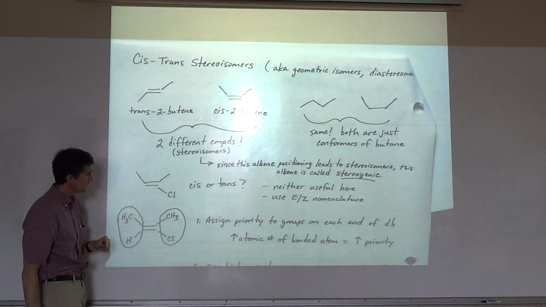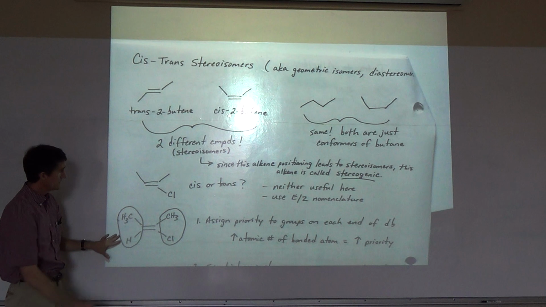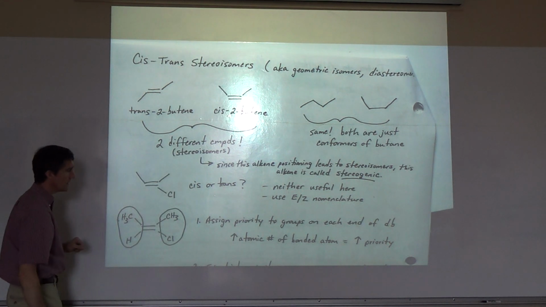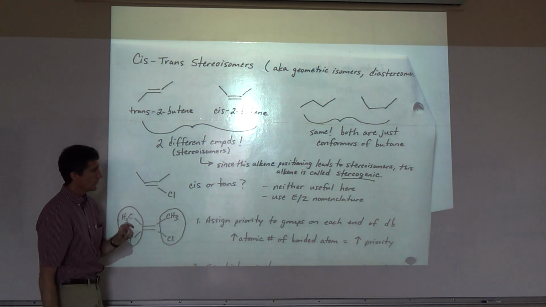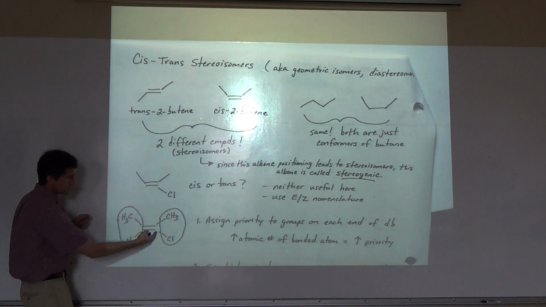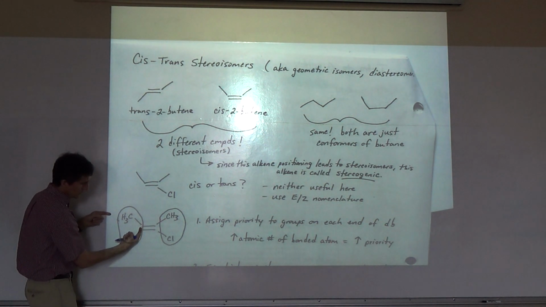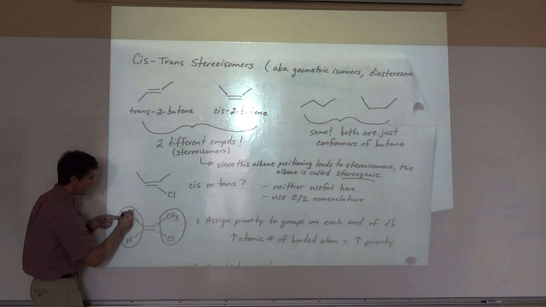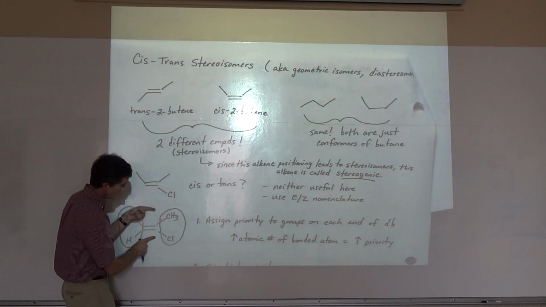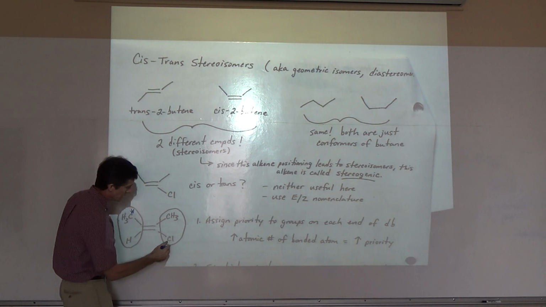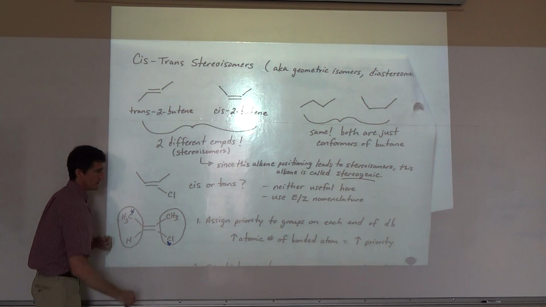Okay, let's see if we can do the EZ nomenclature. Let's do this example here. Same compound. First thing we're going to do is assign priority to the groups on each end of the double bond. This end versus that end. We assign priority based on atomic number. Higher atomic number, higher priority. So on this end, what is the alkene carbon bonded to? It's bonded to a carbon and hydrogen. Which one has a higher atomic number? That would be carbon. Over here, the alkene carbon is bonded to chlorine or carbon. Which has a higher atomic number? Chlorine.